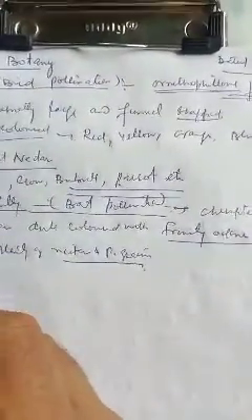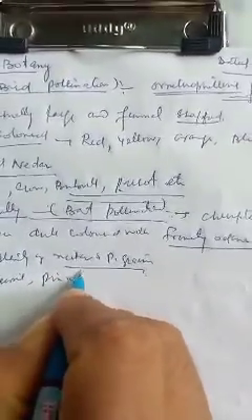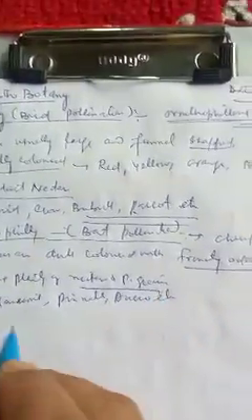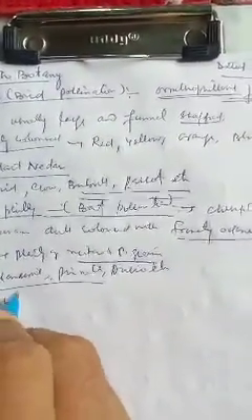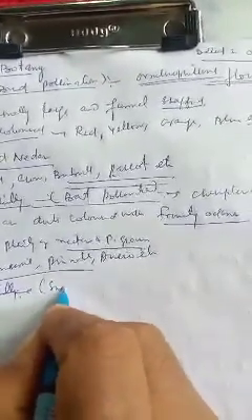Now some of the common bat pollinated flowers are Adansonia, Sarcocephalus, Durio, etc. These are some common plants which are pollinated by bats. Now the sixth type, that is Malacophily, which is also known as snail pollination.